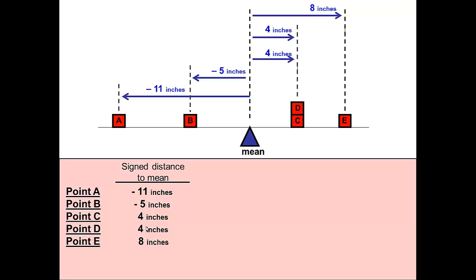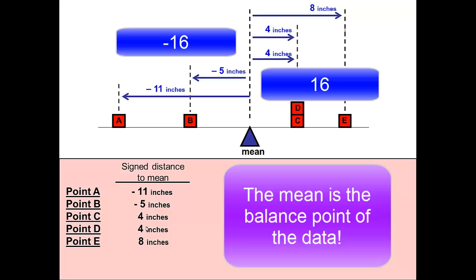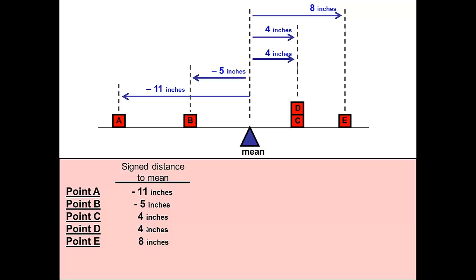That is because the mean represents the balance point of the data. There is the same amount of distance on the left-hand side, a negative 16, as there is on the right-hand side, a positive 16. The mean represents that balance point. We cannot just add this list. We get 0. We need to manipulate these numbers in a way so they do not cancel each other out.